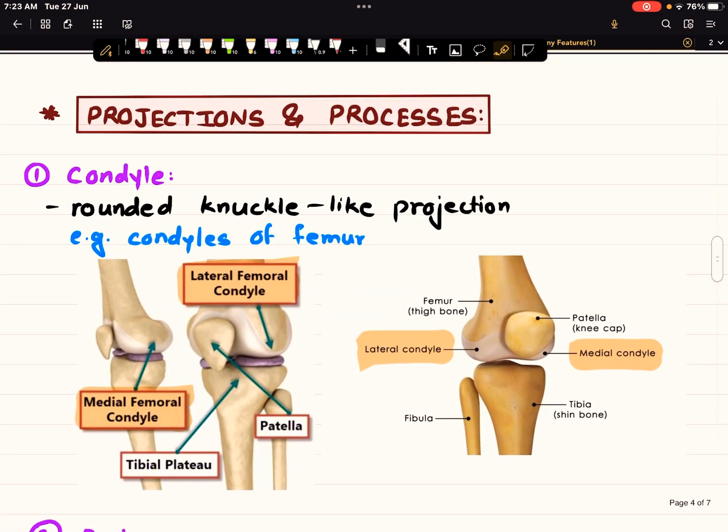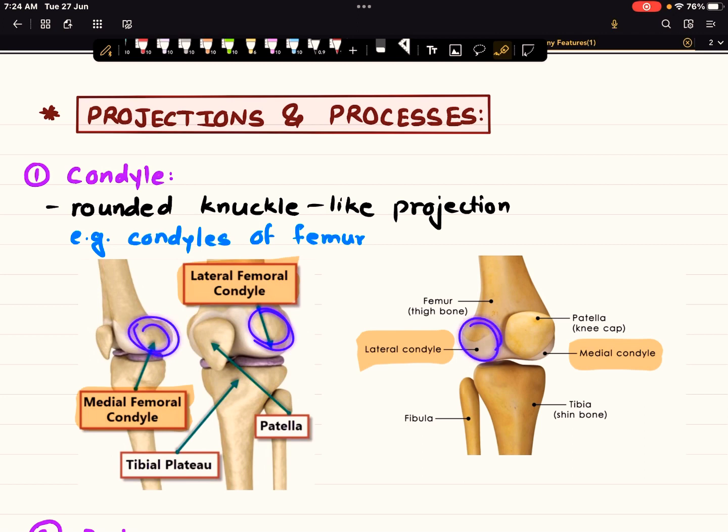Now coming towards projections and processes. The first terminology is the condyle. Condyle is nothing but a rounded knuckle-like projection. And what are the knuckles? If we fold our hand, like if we make our hand into a fist, the rounded projections which we observe at our fist are nothing but our knuckles. So these are also rounded projections.